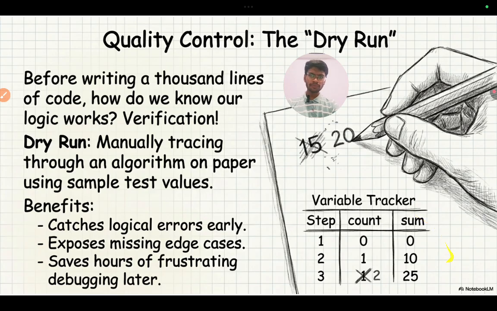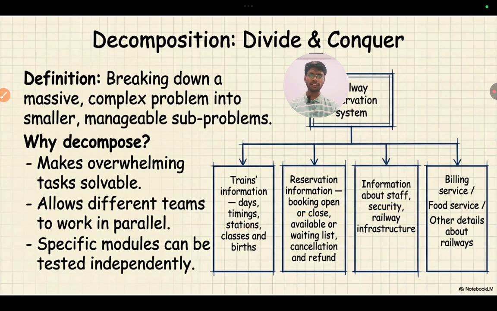What is basically a dry run? It is manually tracing the algorithm on paper with sample test values to know how the code actually works. The benefits are that it catches logical errors early, exposes missing edge cases, because things won't always go on the happy path, right? And it saves hours of frustrating debugging later.